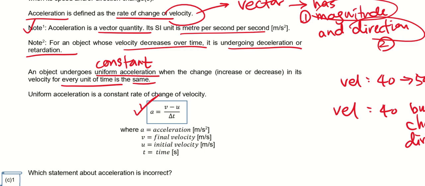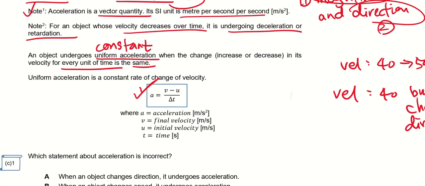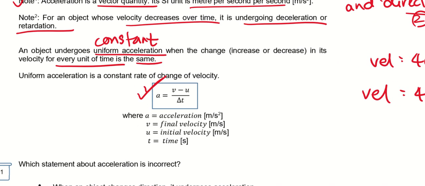What is a equals v minus u over t? Read the legend. a is acceleration. The unit is meter per second squared. Later I'll teach you how to get the units. v is final velocity. u is initial velocity.